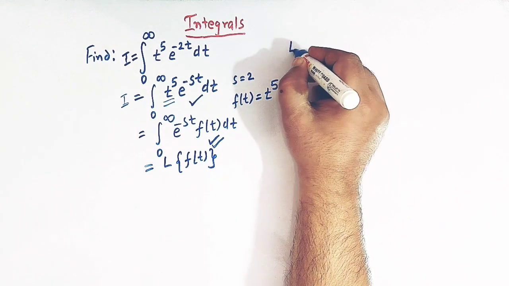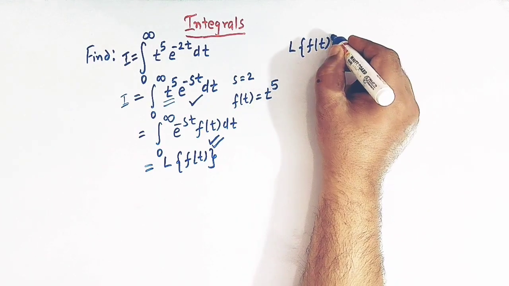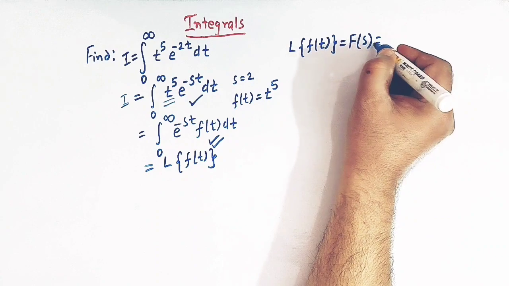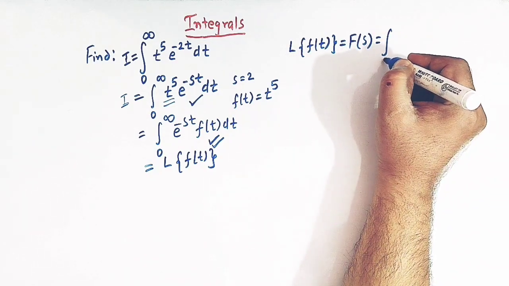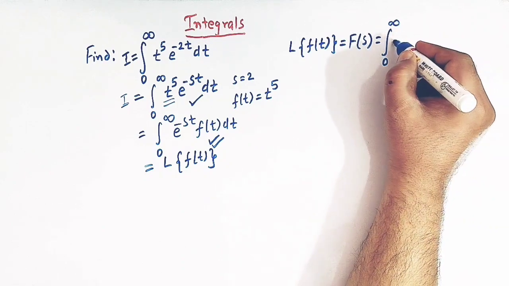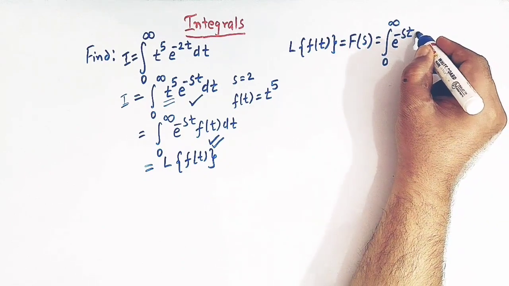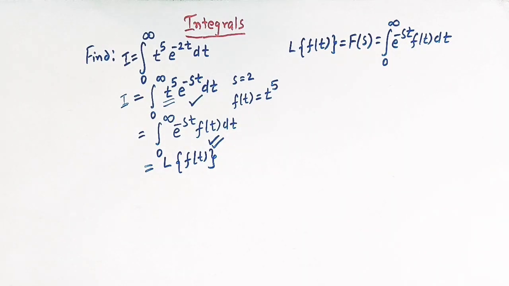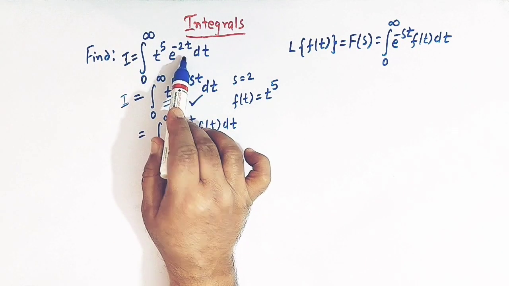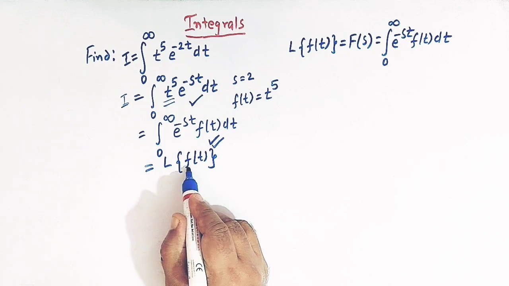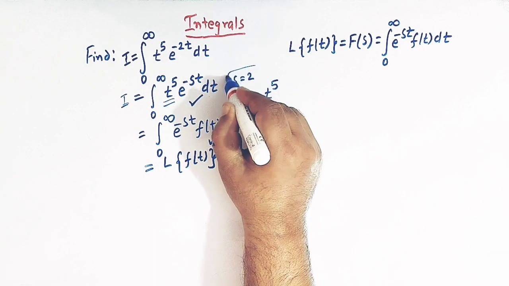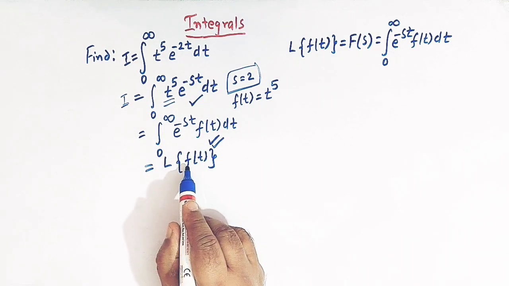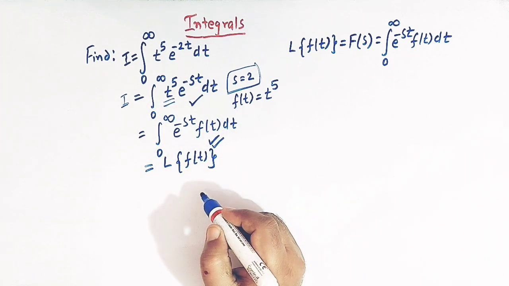If we have a function, say f of t, then the Laplace transform of f of t is defined as F of s, and this is given with the help of this integral, that is 0 to infinity e raised to minus st, and here we have f of t dt. So now our integral reduces to the Laplace transform of f of t, provided s is equal to 2. So first we'll find out the Laplace transform of f of t in terms of s.